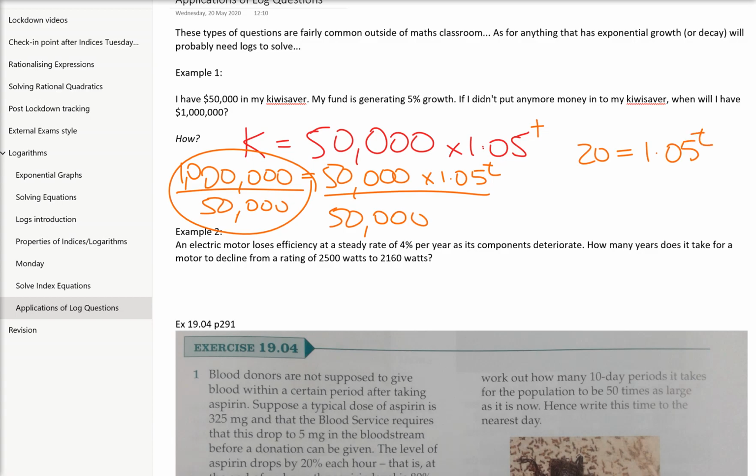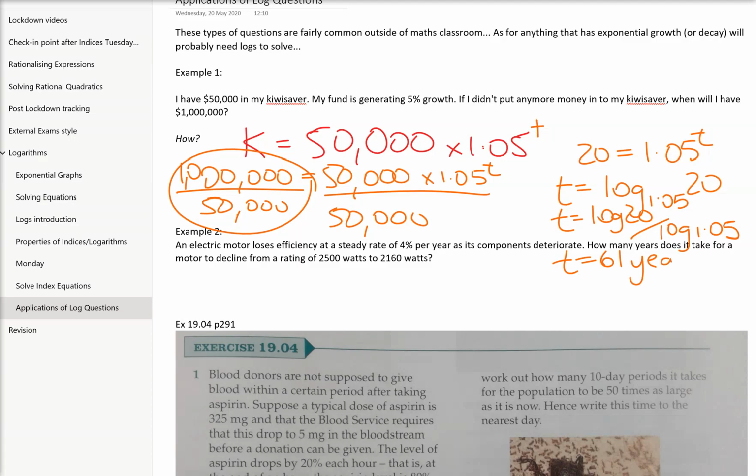So now what I'm trying to solve is that question there. Can I do that? Logs. Log to the base 1.05 of 20. How do I solve that? Calculator: log 20 divided by log of 1.05. Okay, so I would need to work for 61 years to get that $1 million.